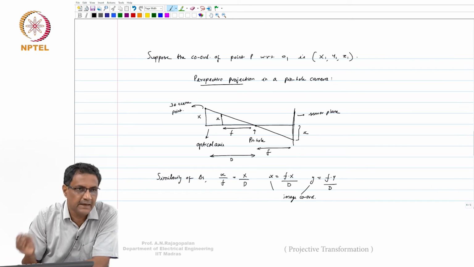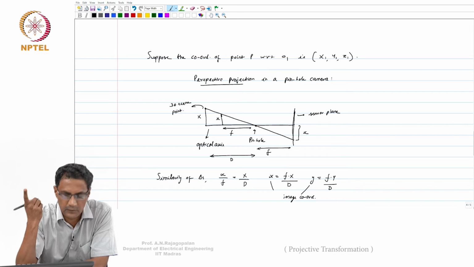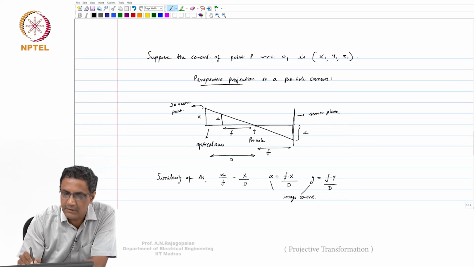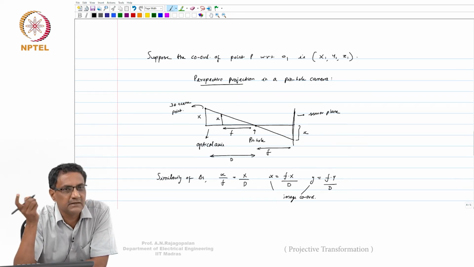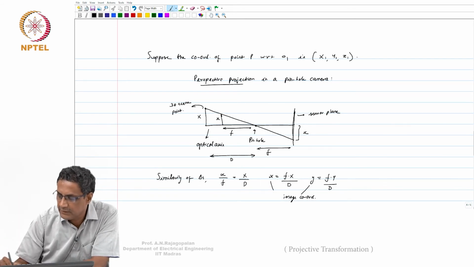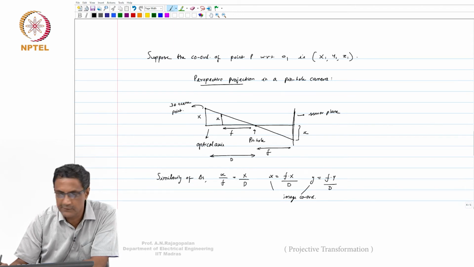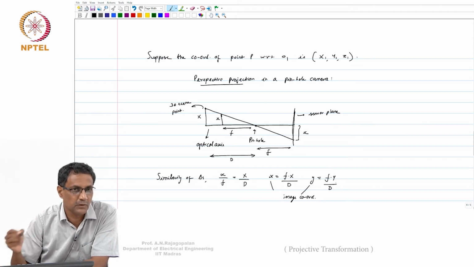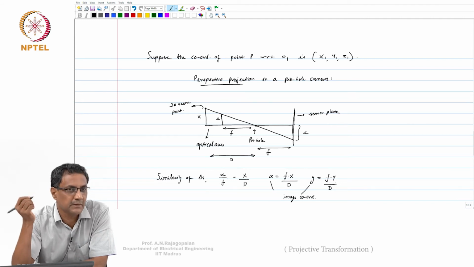I called z as d here. In our case, that point has a coordinate x comma y comma d. For our P point in general, it was some x1 comma y1 comma z1, right. So our equation would have been, the image coordinate would have been f x1 by z1, and y is equal to f y1 by z1, right. That is what we would have got for P as the image coordinate.